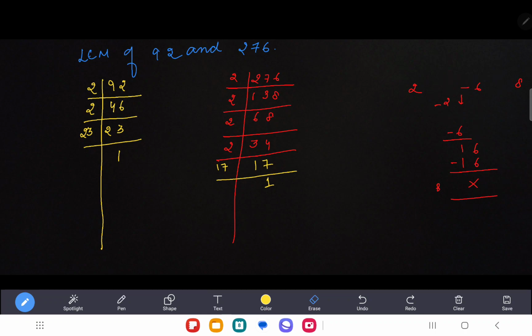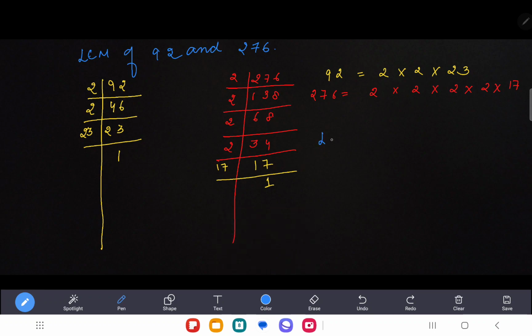Now, how do you find out the LCM? How do you write them down? Now you write down 92 like this. So the factors of 92 shall be 2 times 2 times 23. Yes or no, Adam? Yes. And 276 you write down as 2 times 2 times 3 times 23.